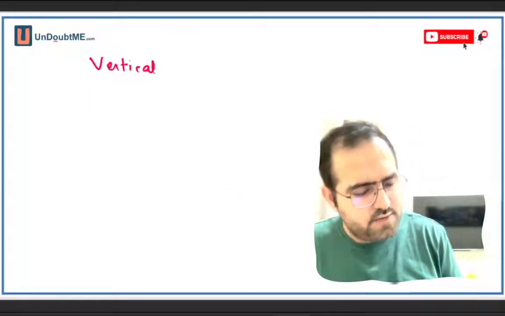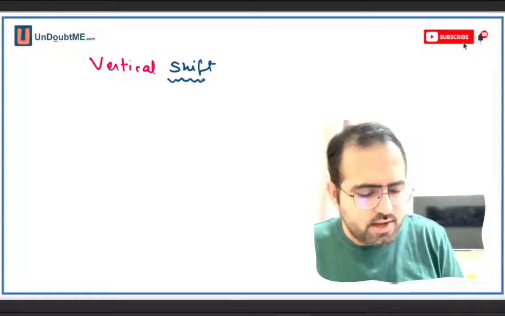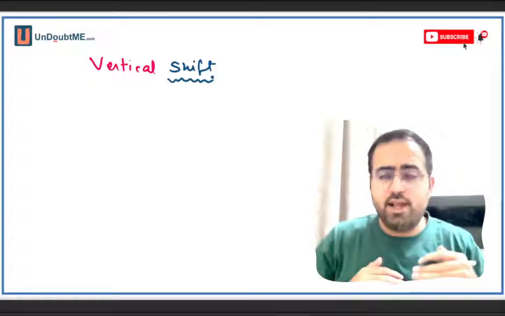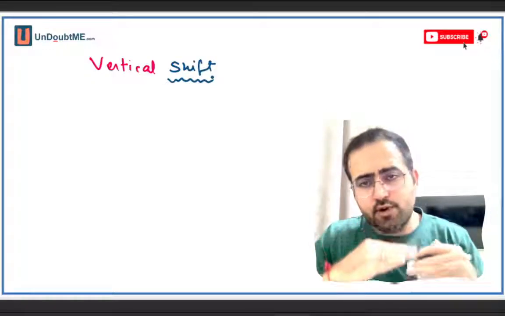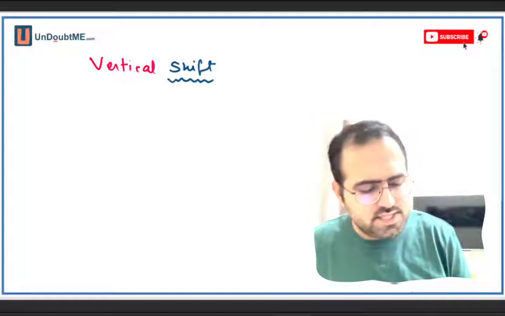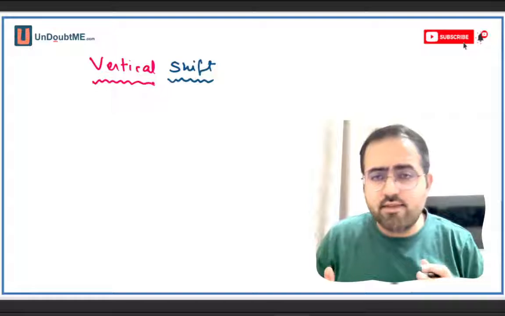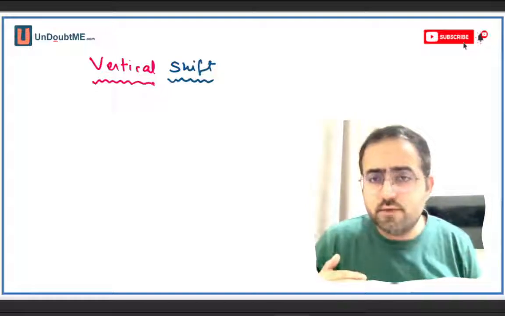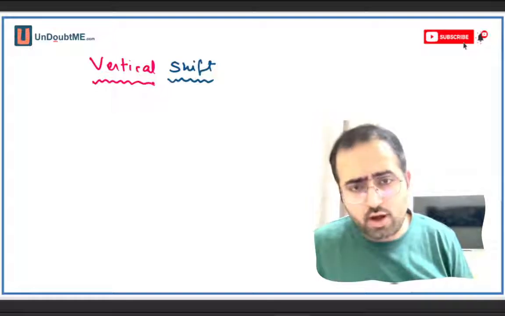So vertical shift is basically, for a function, the shifting in y values. It will be either vertically upwards or vertically downwards. If I just compare, horizontal shift was actually happening on the x-axis, left and right. Vertical shift will happen on the y-axis, up and down. Okay, let us see how it is.